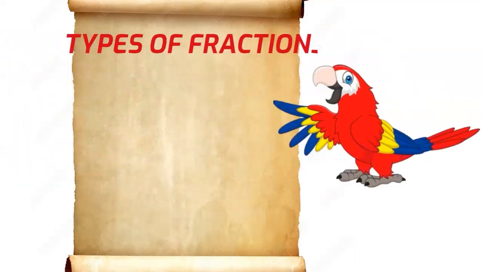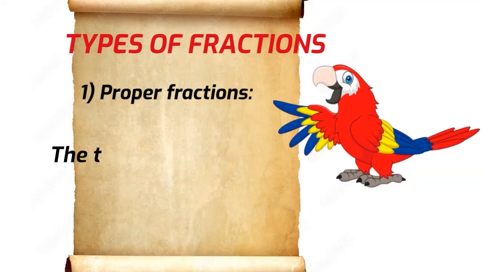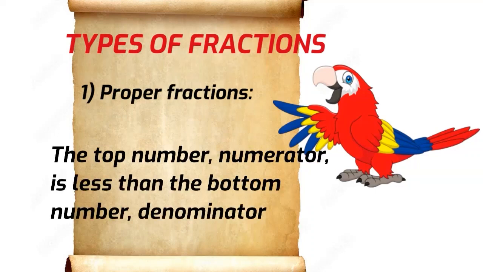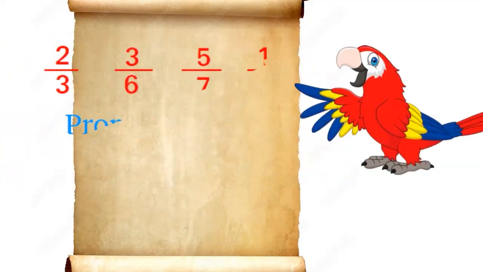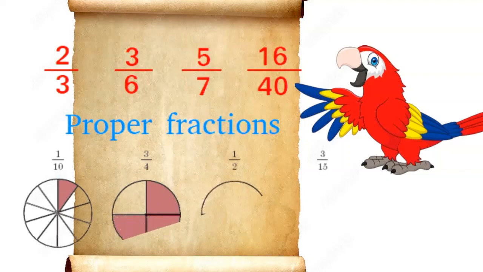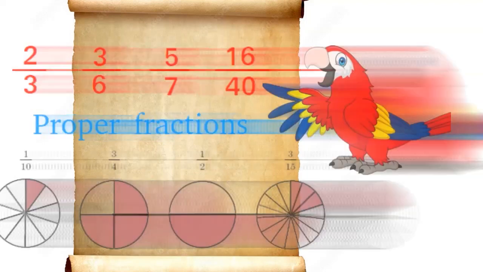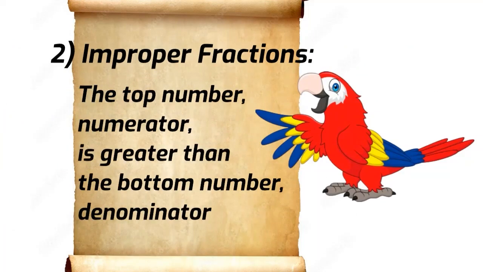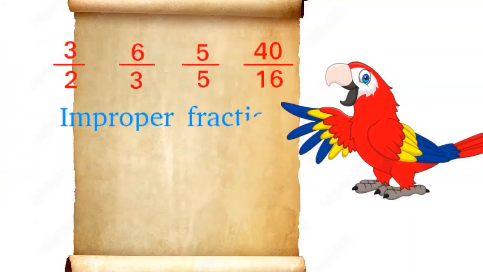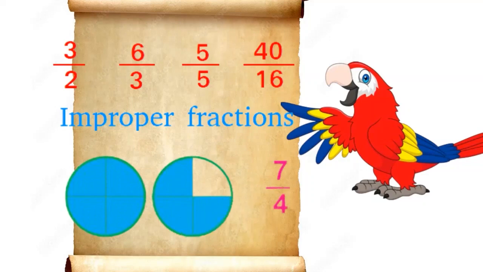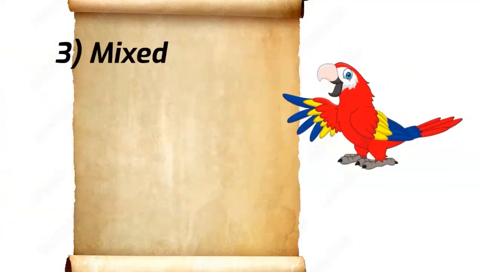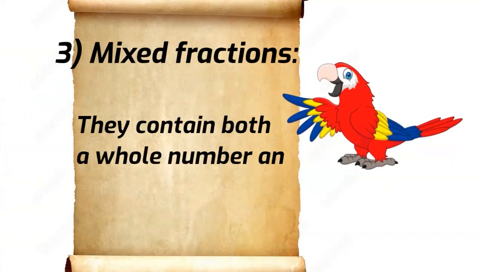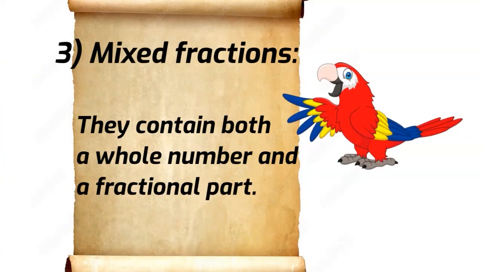Here, let's see the different types of fractions. First, proper fractions. For those, the top number, the numerator, is less than the bottom number, the denominator. Second, the improper fractions. Here, the top number, the numerator, is greater than the bottom number, the denominator. Third, the mixed fractions. This type of fraction contains both a whole number and a fractional part.